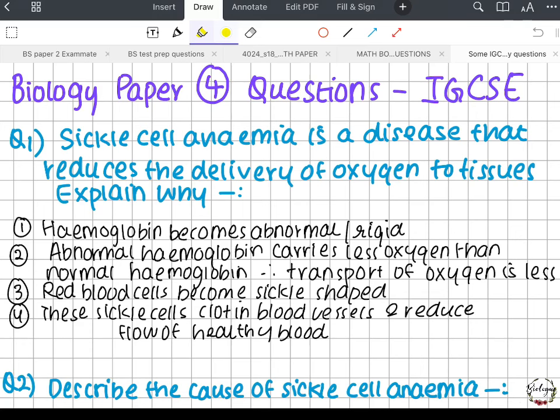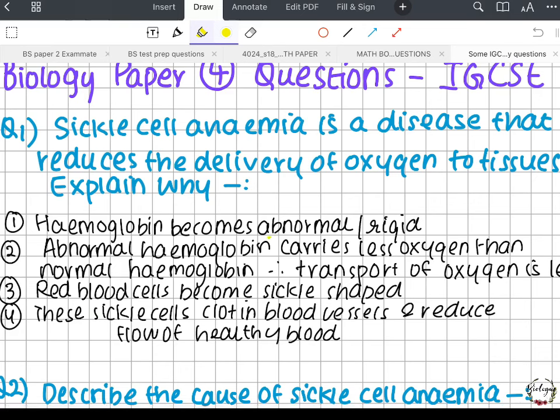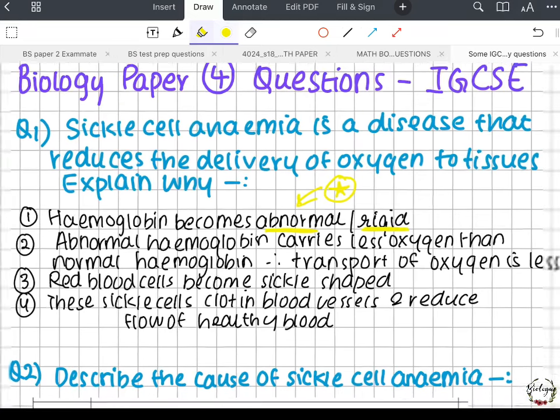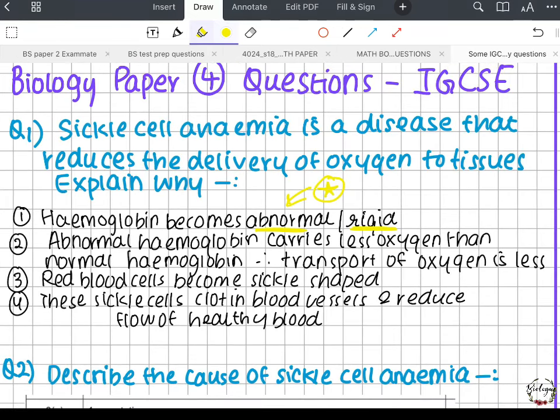So let us look at the first question. It is asking you, why is it reducing the delivery of oxygen to the tissues? Hemoglobin becomes abnormal. Abnormal is the correct term to use here. This abnormal hemoglobin carries less oxygen than normal hemoglobin, so the transport of oxygen is less.